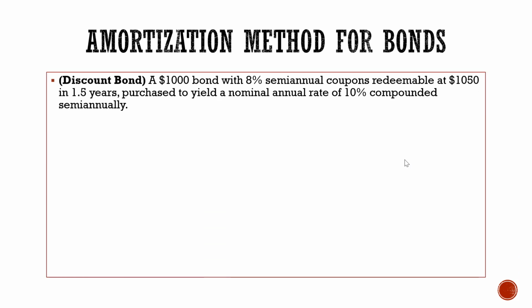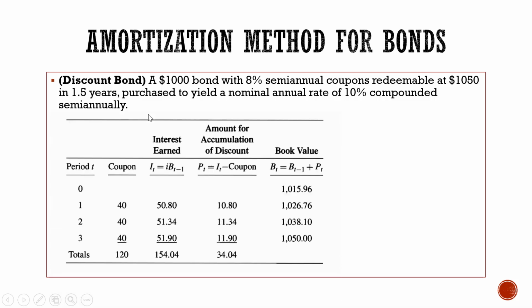For a discount bond, let's say a $1,000 bond with 8% semi-annual coupons redeemable at 1050 in 1.5 years, purchased to yield a nominal annual rate of 10%. So this is 10%, not 6%, compounded semi-annually. Let's make the amortization schedule. Here the present value of this bond is 1,015.96.